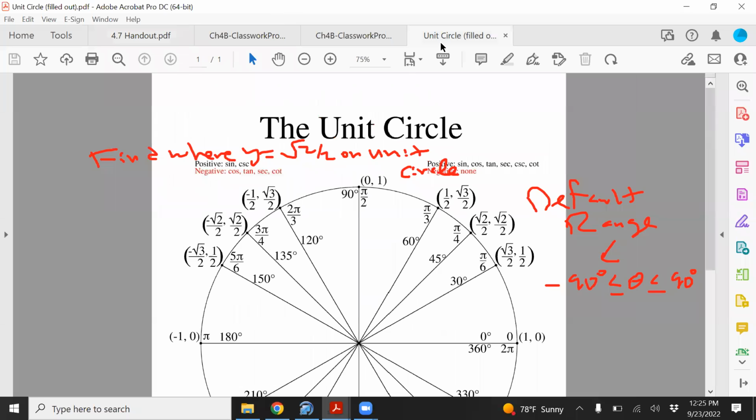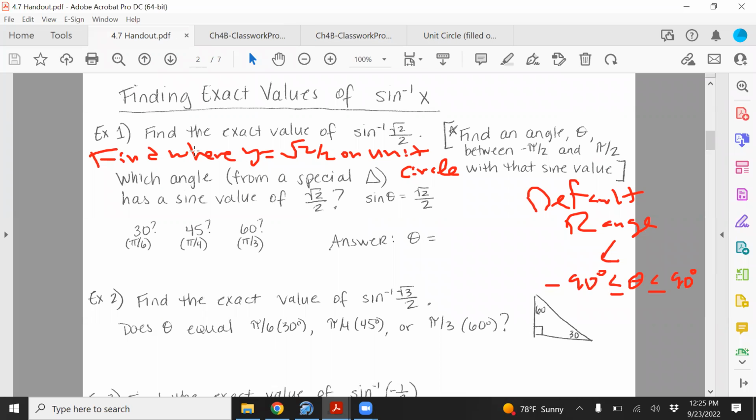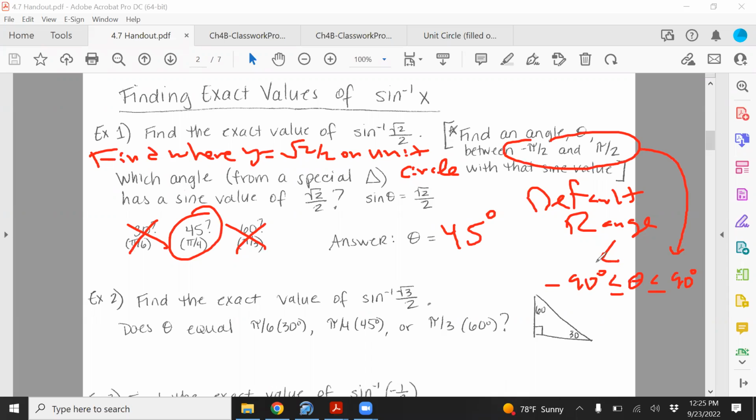If you were to look at a unit circle, where do you see y equals √2/2? 45, perfect. But we're going to go from -90 to 90. So the answer is going to be 45 degrees. Of all these options here, it's going to be that one. Will that always be the default range? Yep, always. And it even says in brackets up there: find it between -π/2 and π/2, which is the same thing as that.